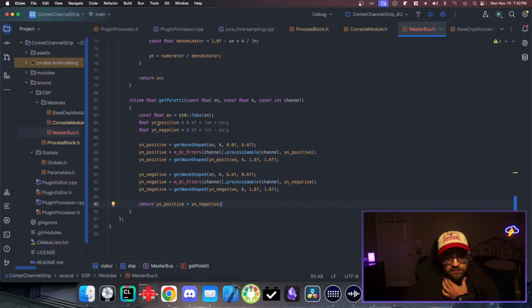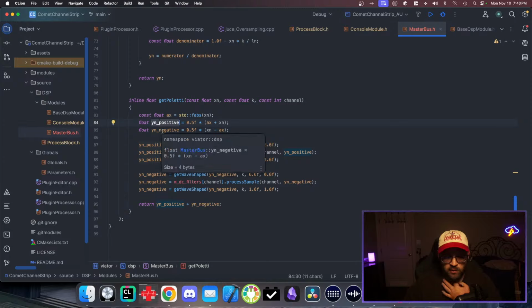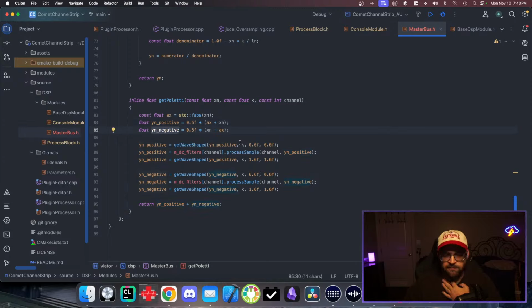Okay, so what we got to do here is positive and negative. Something I definitely love about CLion is it showed me that I wasn't actually using Y in positive or Y in negative. So it kind of reminded me to actually do it. Okay, cool.